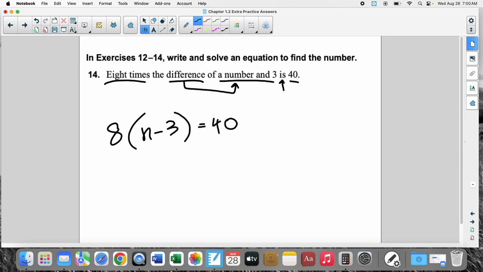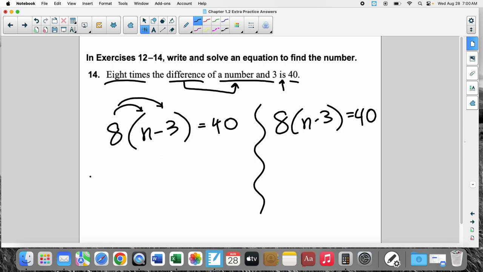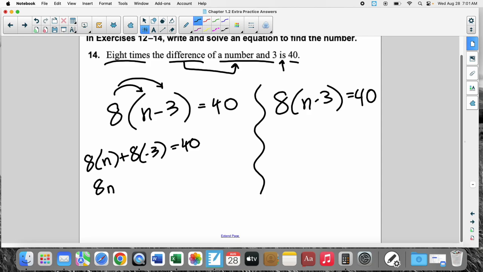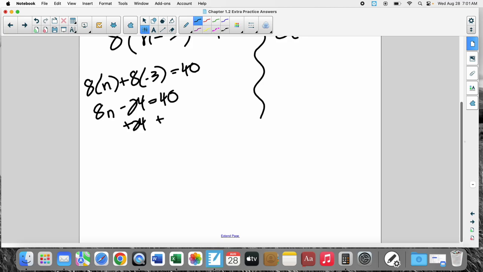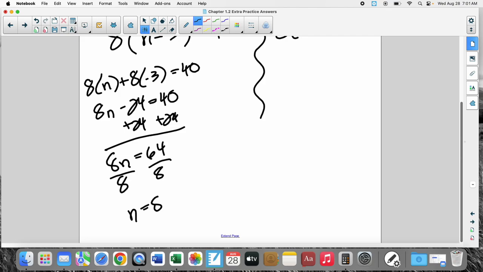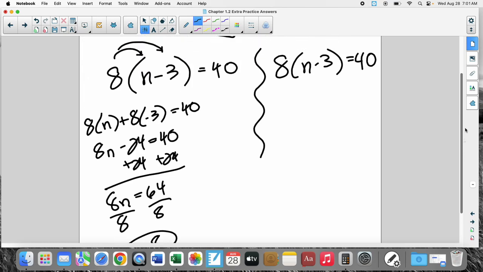There's a couple ways to do this problem at this point. So I'll show you one way, I'll show you both ways. But in this case, I see that I can do it. So we can't simplify inside the parentheses, so we're going to distribute. So we would get 8 times n plus 8 times negative 3 equals 40. We get 8n minus 24 equals 40. We'll add 24, 8n equals 64. Divide by 8, n equals 8. That's one way of doing it.